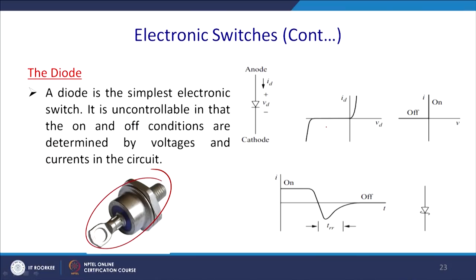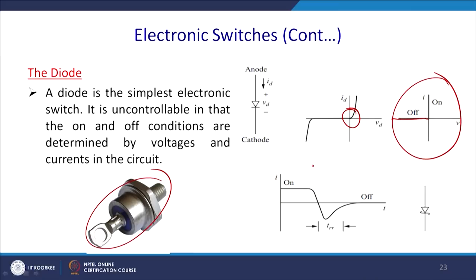This is the symbol, and this is the VI characteristic of the diode. You know that it will almost conduct at 0.7 volt, considering that it is a power diode. So this rating is almost close to 0, and this is the coordinate of operation. It will block in the reverse direction, and current can flow only in this direction. So it is a one quadrant operation, and this is its turn off characteristic.